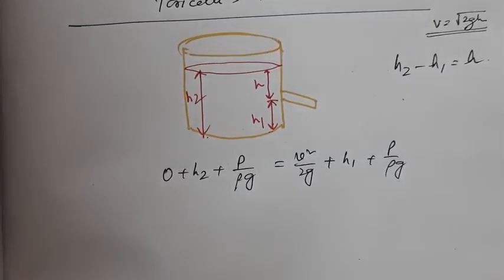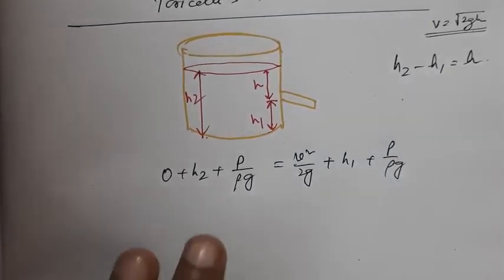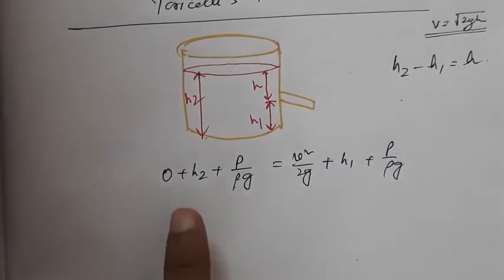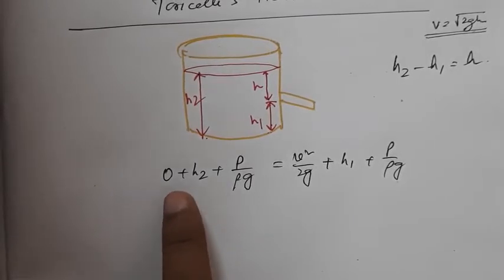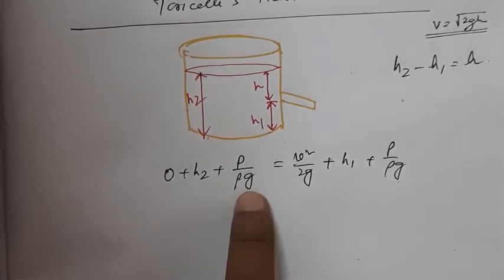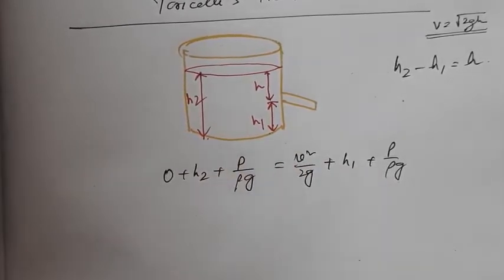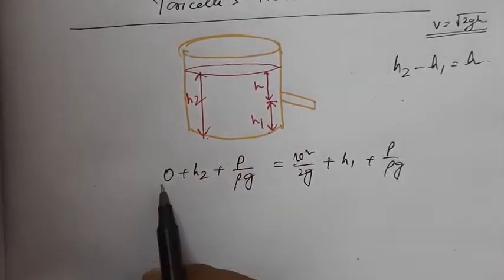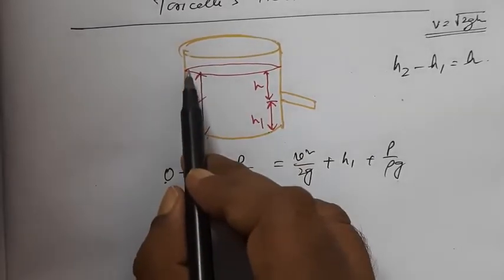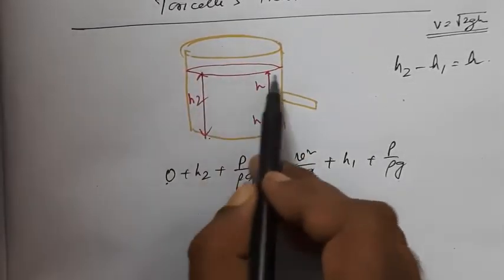Now to give the explanation of this form, we had already said, using Bernoulli's theorem, that the sum of the energies is equal to the sum of the energies at point h1. h2 and h1 remain the same. Now what happens? We take this velocity as 0. That means the velocity of this layer, we take it to be 0.